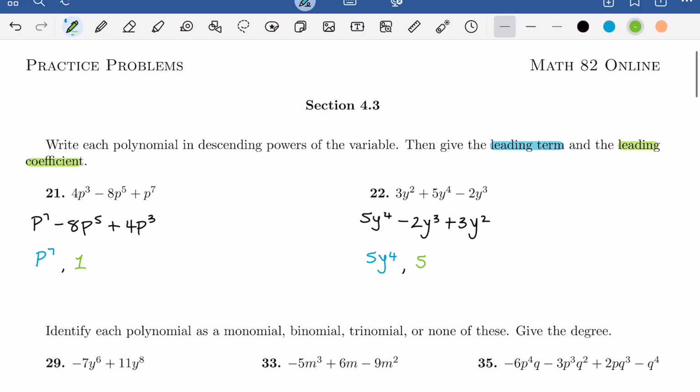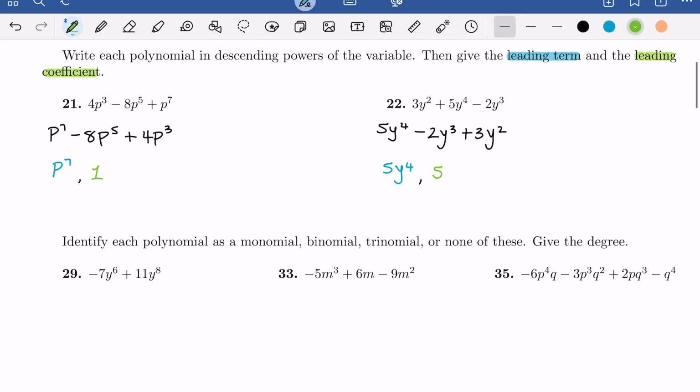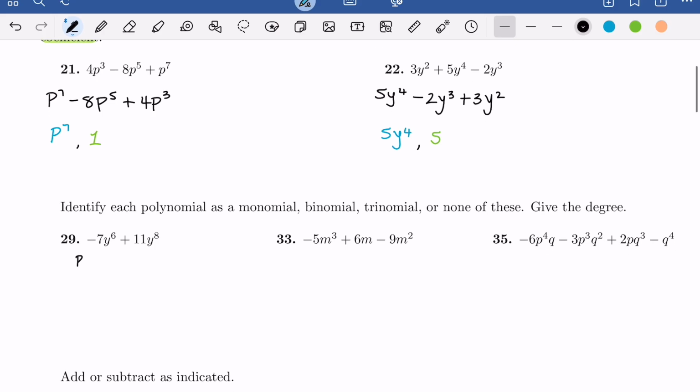All right. Now, for the next 3 questions, what we want to do is classify these polynomial expressions. So we want to identify each polynomial as a monomial, binomial, or trinomial. And if it's none of those, we're just going to say that it's none of these. And we also want to give the degree of each of these polynomial expressions. So for this first one here, notice we have the sum of 2 terms. So this tells us that this is going to be classified as a binomial.